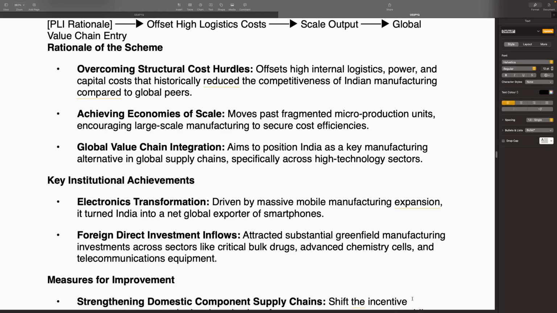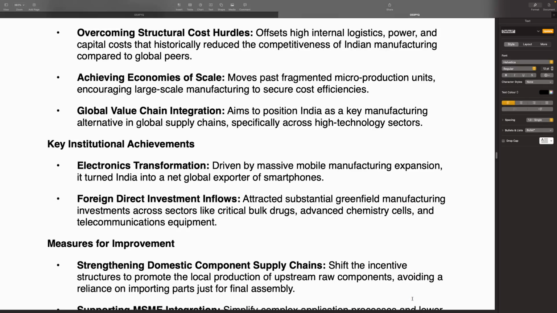Achieving economies of scale: moves past fragmented micro production units, encouraging large-scale manufacturing to secure cost efficiencies. Global value chain integration: aims to position India as a key manufacturing alternative in global supply chains, specifically across high technology sectors. Key institutional achievements. Electronic transformation: driven by massive mobile manufacturing expansion, it turned India into a net global exporter of smartphones. Foreign direct investment inflows: attracted substantial greenfield manufacturing investment across sectors like critical bulk drugs, advanced chemistry cells, and telecommunication equipment.